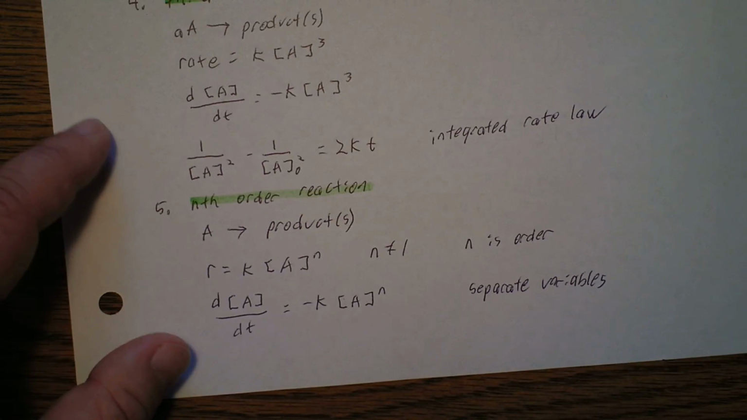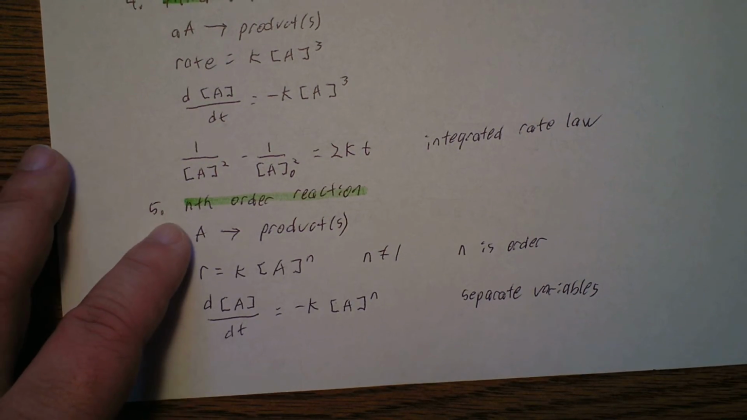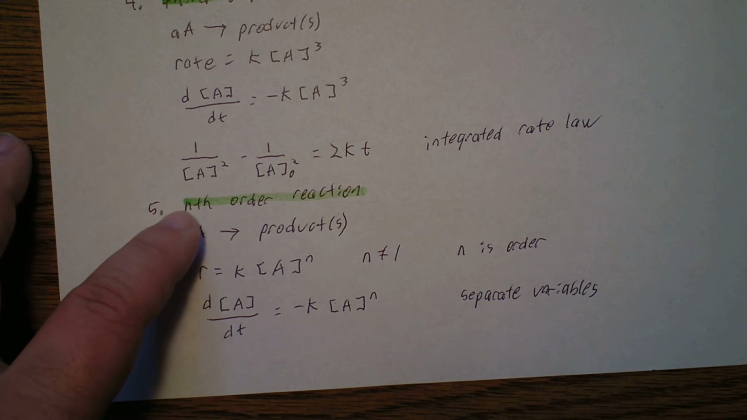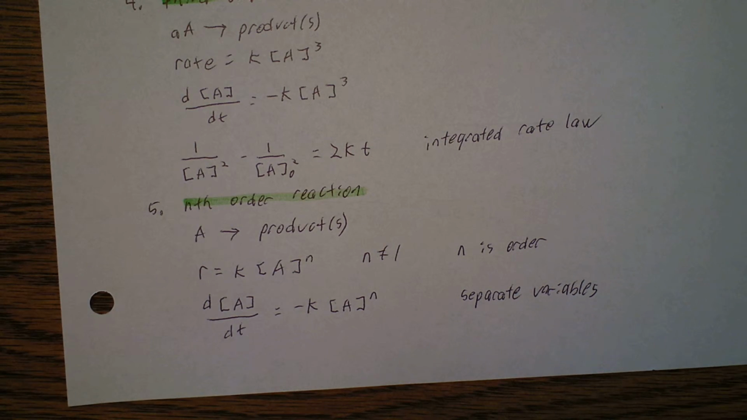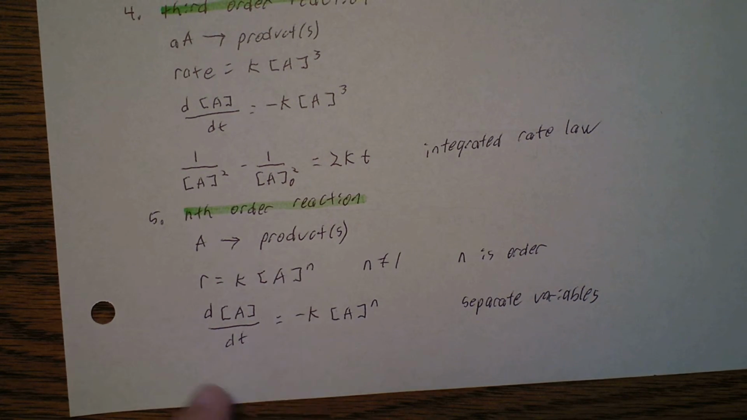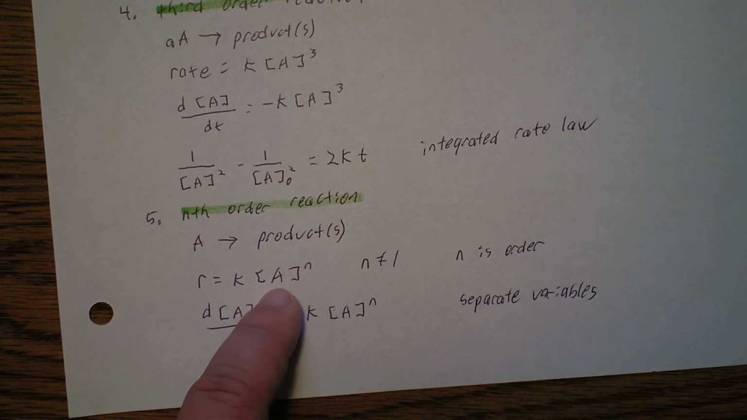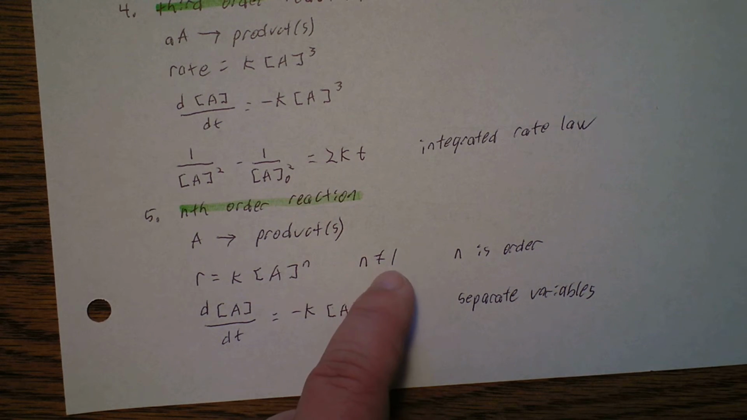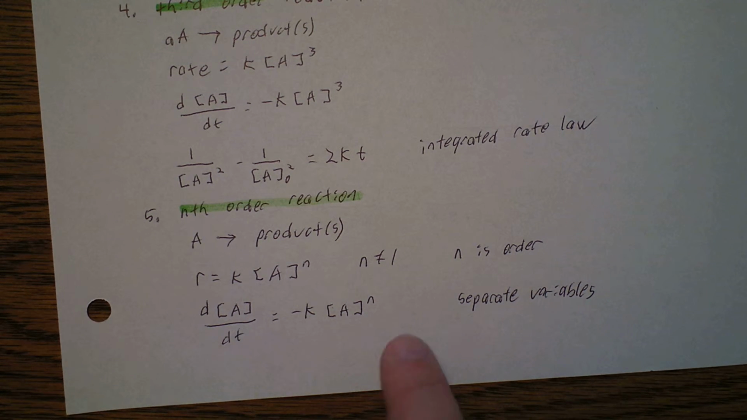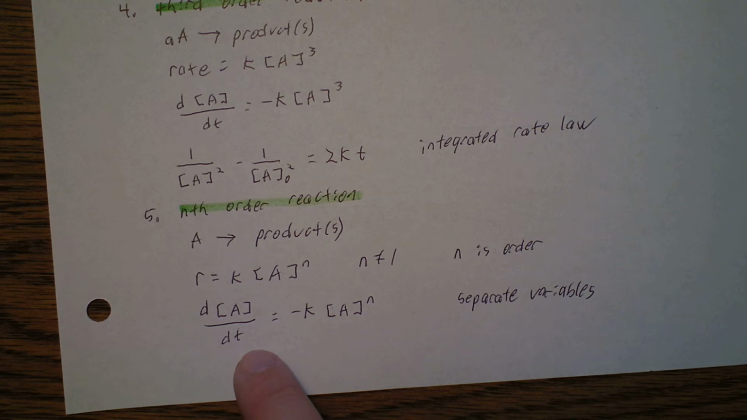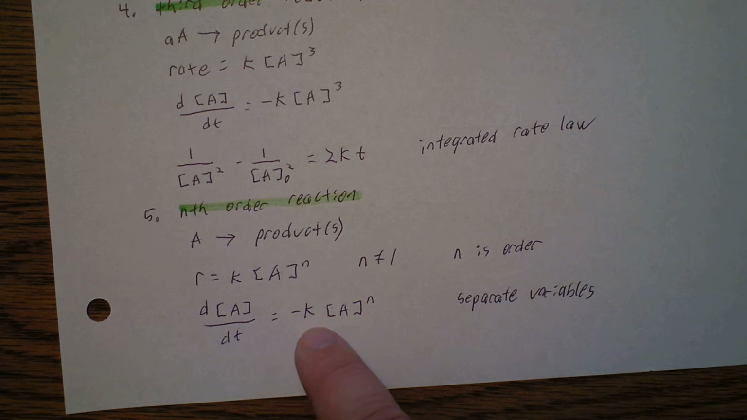Now you can do any order reaction of the same type. Let's say 10, 99, whatever n is. n is the exponent. So we have substance A going to one or more products. Then our rate law will be R equals k times the concentration of A to the n power. This formula won't work if n is equal to 1. Anything else and it will work. So the derivative of the concentration of A with respect to time is equal to minus k times the concentration of A to the n power.